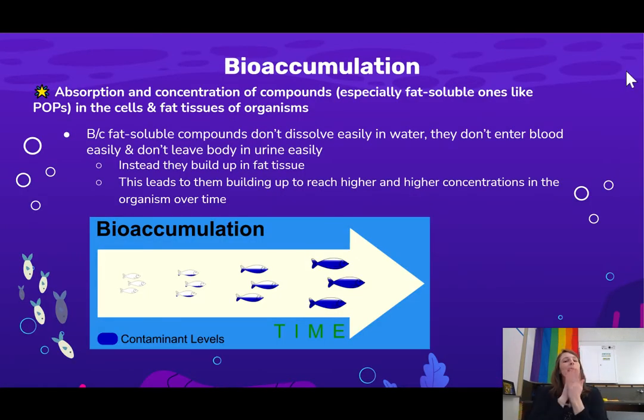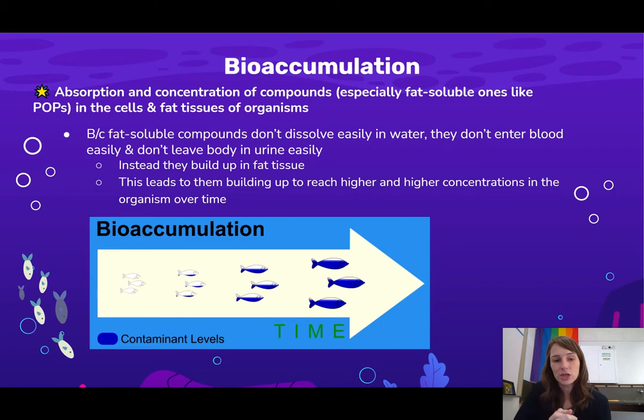So what is bioaccumulation? This is going to be the absorption and concentration of compounds, especially fat-soluble ones like POPs, in the cells and fat tissues of organisms. Now, because fat-soluble compounds don't dissolve easily in water, they don't enter the blood easily, and they don't leave the body in urine easily. They're just going to build up in fat tissues.